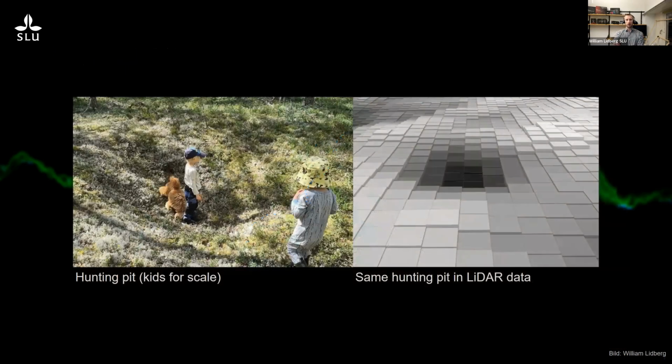And again, here on the left, we have a hunting pit, how it looks now in the forest. And on the right, we have the same hunting pit, but how it looks in the LiDAR data. So this is difficult. These pits are quite small and shallow, so it's going to be a challenge to detect them.